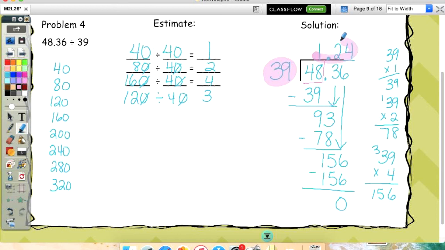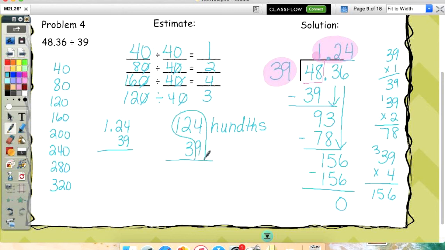2 ways to write this. You can write 1.24 times 39. That's okay. You can do it. Or you could do 124 hundredths times 39. It's totally your choice. I prefer to get my decimal out of my way.